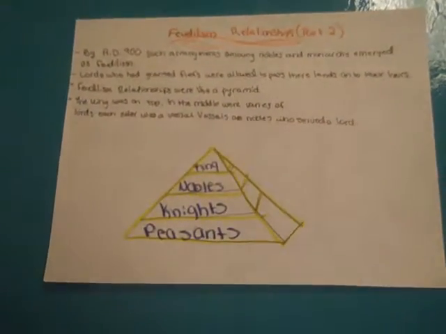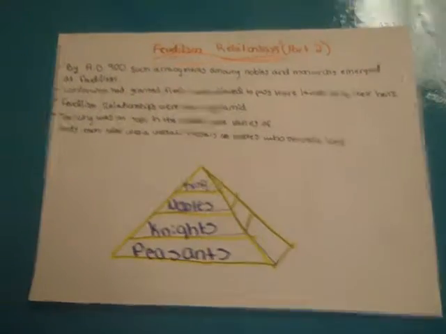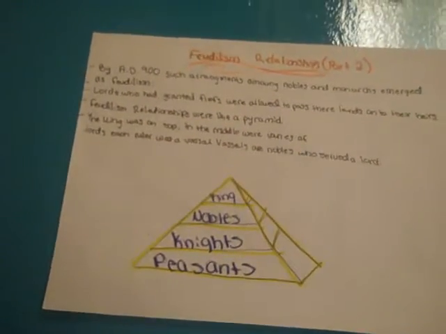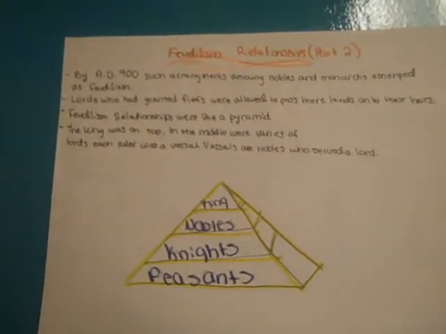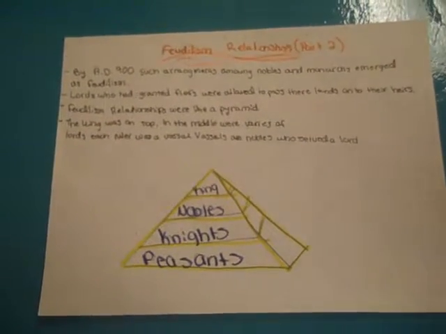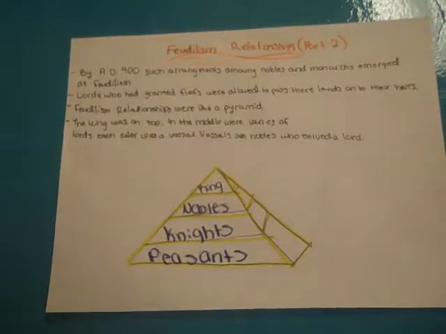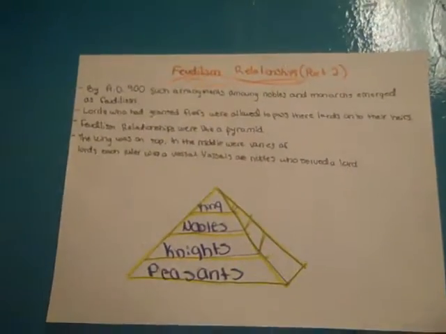Feudalism relationships. By AD 900, such arrangements among nobles and monarchs emerged as feudalism. Lords who had granted fiefs were allowed to pass their lands on to their heirs. Feudal relationships were like a pyramid. The king was on top, and in the middle were various lords. Each ruler was a vassal. Vassals are nobles who serve the lord.